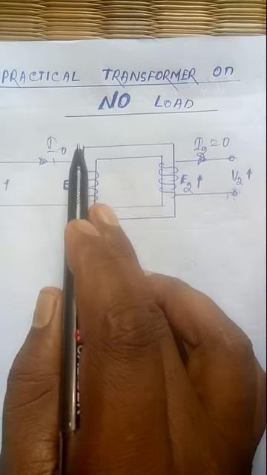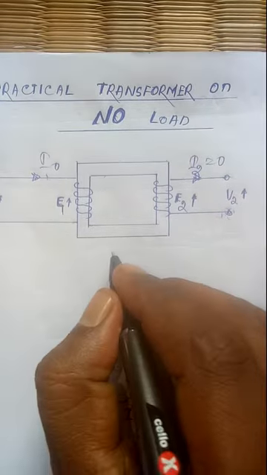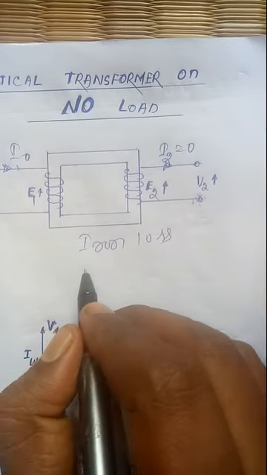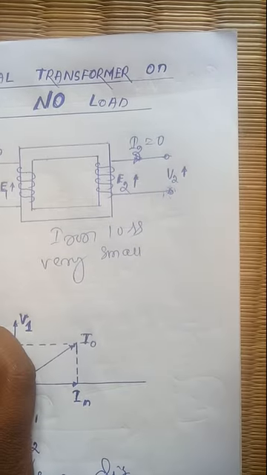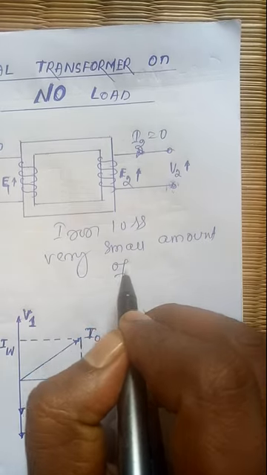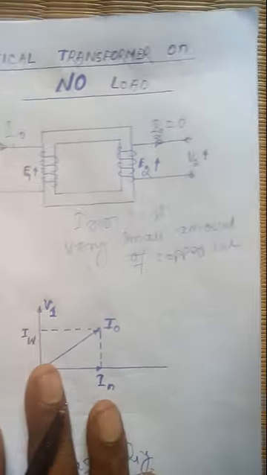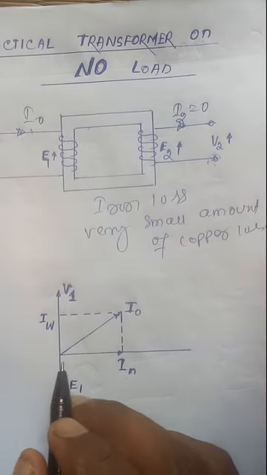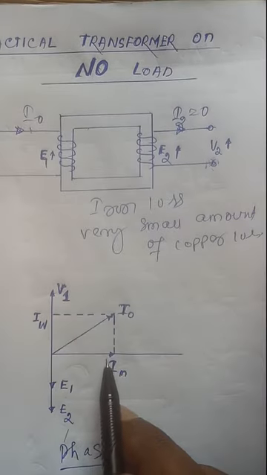This requirement of I0 is to fulfill the small iron loss, and the second one is a very small amount of copper loss. So I0 has two components. One is IW, another is IM.